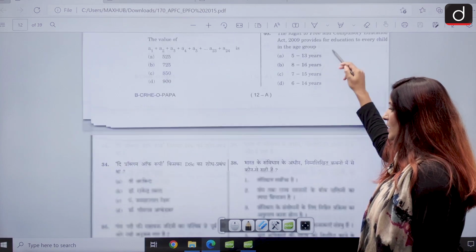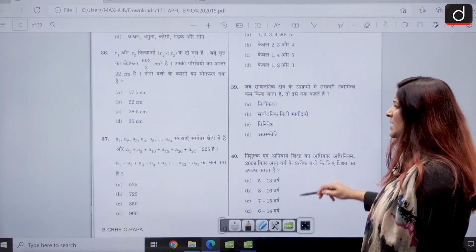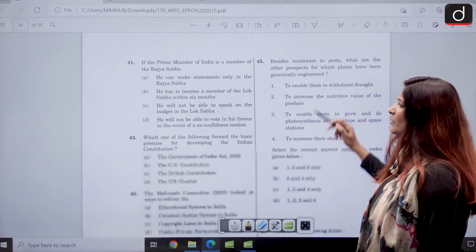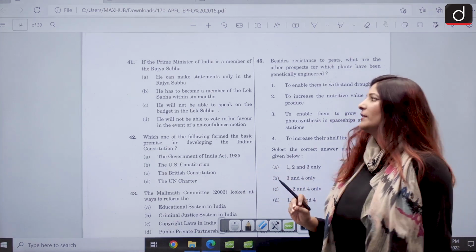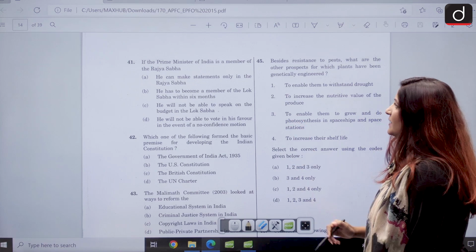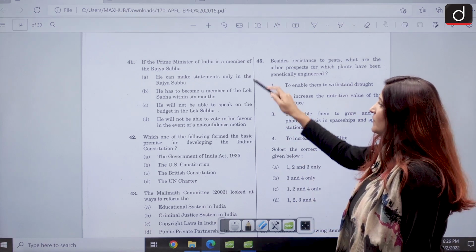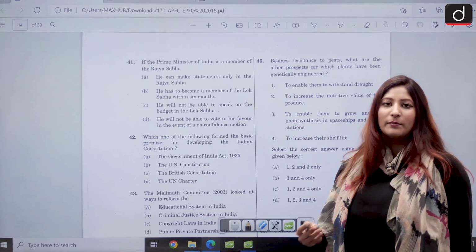Maths again. Moving ahead. Just keep on looking at the pattern. Don't think about, I don't know this, I don't know that. Don't get demoralized. Just look at the pattern. If the Prime Minister of India is a member of the Rajya Sabha, then what he can or will not be able to do.